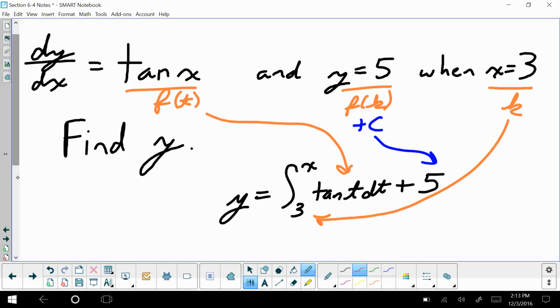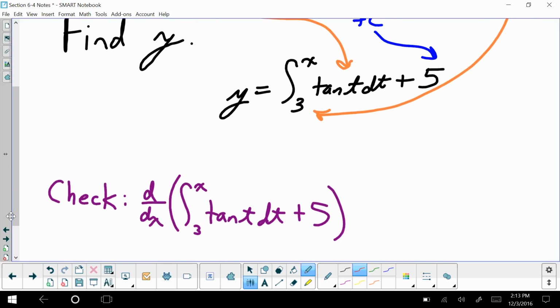And we can actually check this, because we know that to check an antiderivative, which is what we think this is, take the derivative. And since we now know how to do this, well, I have an integral, variable in the upper bound, constant in the lower bound. So all that happens is my upper bound replaces the dummy variable, tangent of x. Then the derivative of 5 is 0. That checks out. That is our antiderivative.